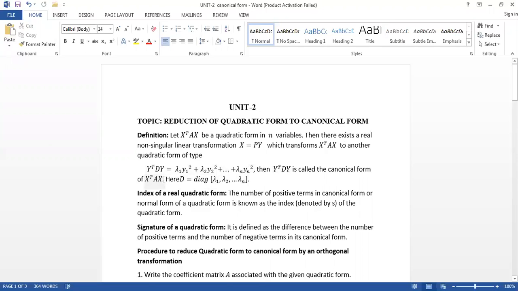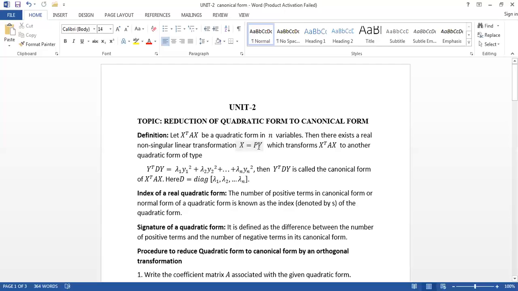Here D is a diagonal matrix with the diagonal entries lambda 1, lambda 2 and so on lambda n. Right? So here what is given? X transpose Ax, this is our quadratic form. Now we are finding the canonical form of this quadratic form. So first, what is the definition of canonical form? X transpose Ax is a quadratic form in n variables. Now I am taking one non-singular linear transformation. What is the linear transformation? X equals Py.